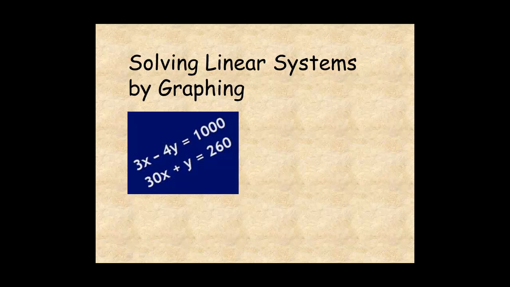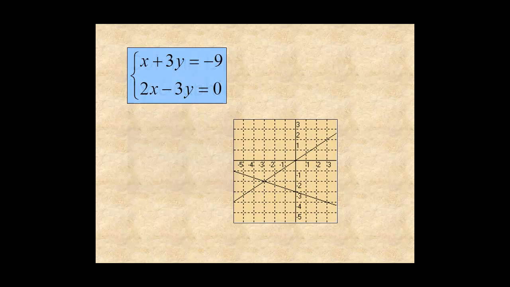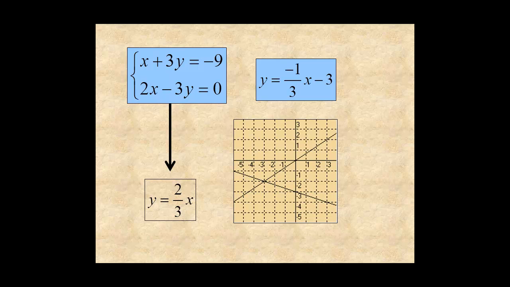This lesson shows you how to solve linear systems by graphing. To solve a linear system by graphing, begin by solving each of the equations for y, that is, converting them to slope-intercept form. x + 3y = -9 is equal to y = -1/3 x - 3. And 2x - 3y = 0 is equal to y = 2/3 x.